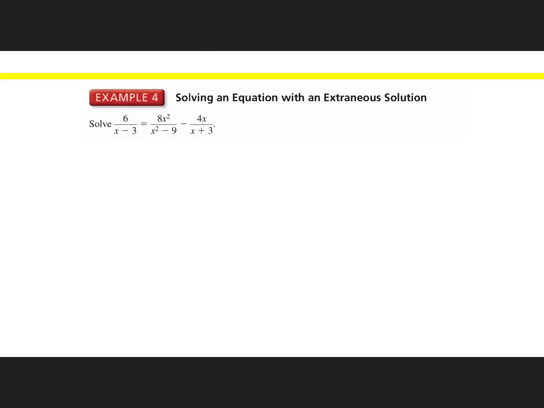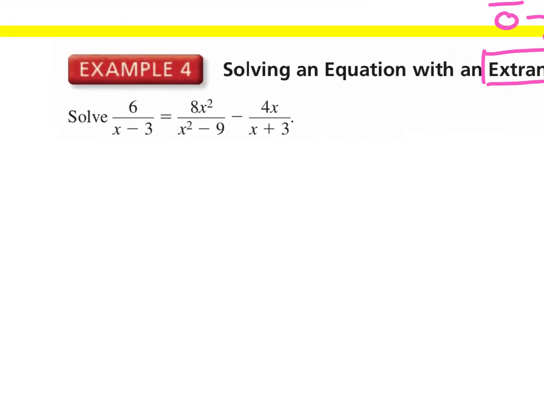So, solving an equation with an extraneous solution. Always check your solutions to see if you have an extraneous solution. An extraneous solution occurs when you get a fraction and the denominator is equal to 0. You can't have 0 in the denominator. So we always find what x is equal to and then plug it in to check our work at the end.